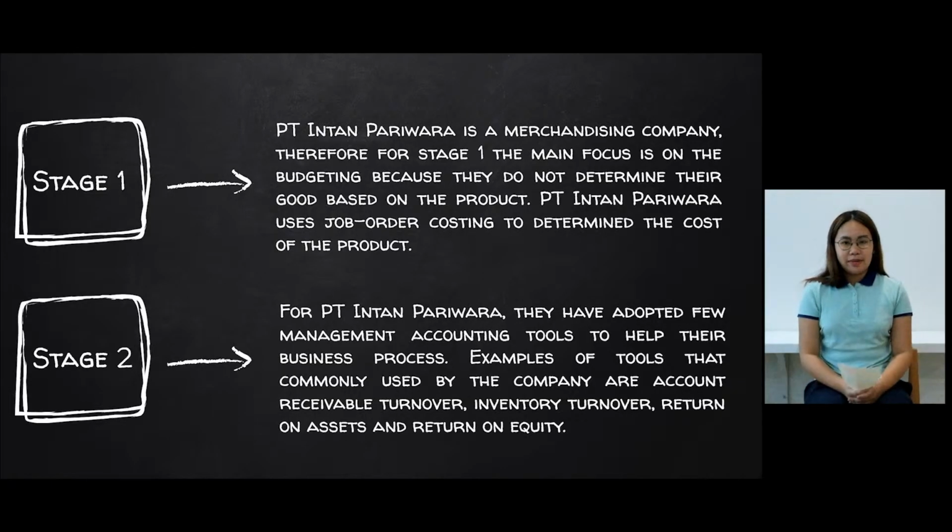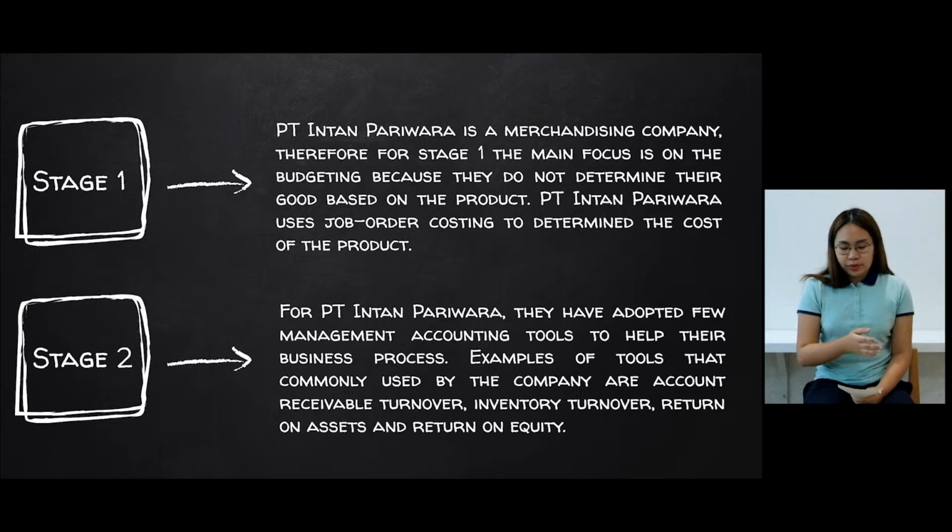So for the next step, I will continue to explain about the analysis in the business process. I will start with stage 1. Stage 1 is about cost determination and financial control. For merchandising companies such as Intan Pariwara, they are not using the product as their base for the costing, but they use the job costing analysis to price their product.